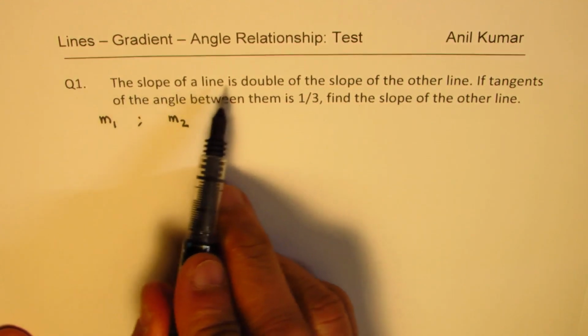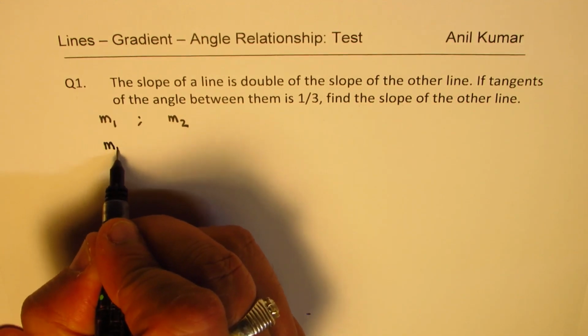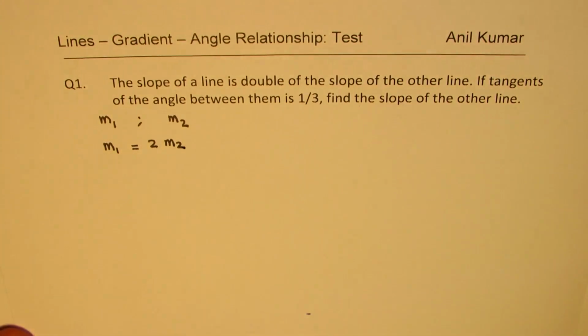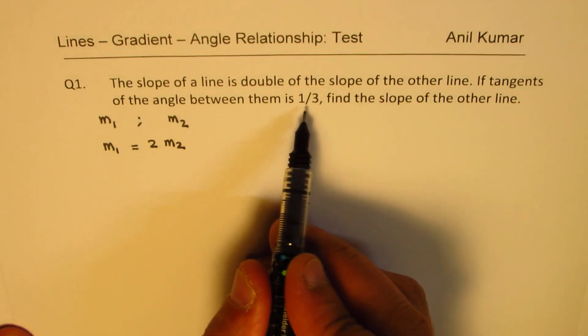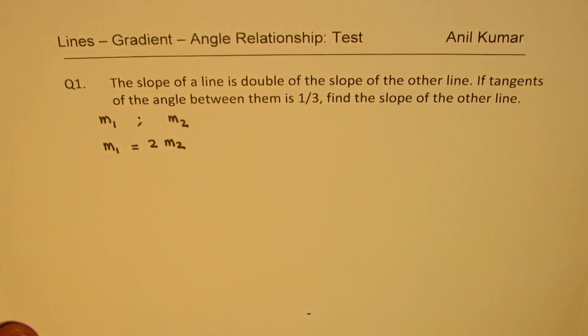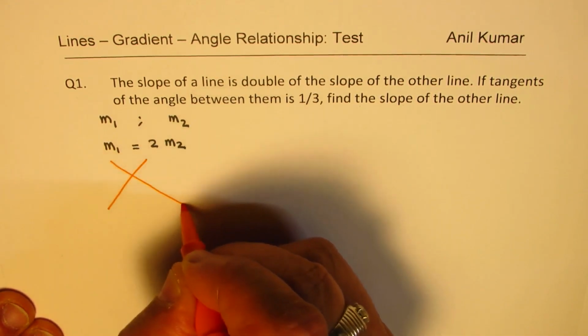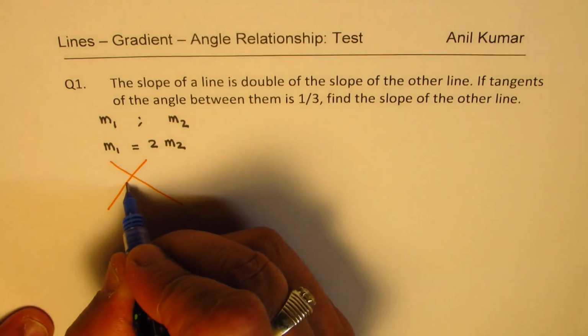We are given that the slope of a line is double the slope of the other line. So that means m1 is 2 times m2, right? That is what we are given. If the tangent of the angle between them is 1 over 3, so that means what? That really means that if I have one line like this, the other one like this, and the angle between them is theta, for example.